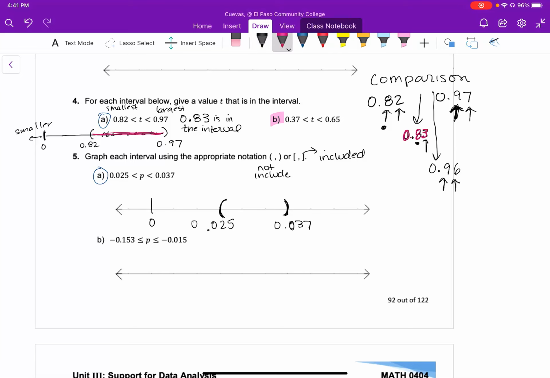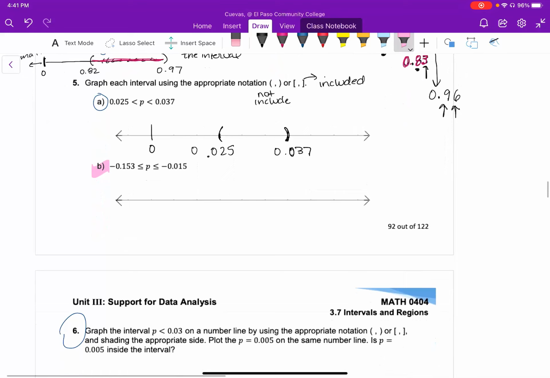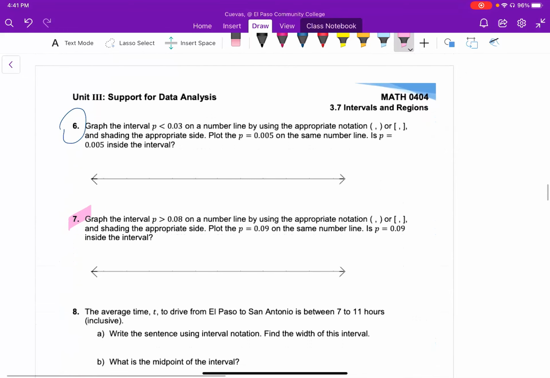Now this is enough, but if you wanted to provide even more context and say that this is your interval, then you can do the shading. I think no shading is enough and it's okay. You try B. Don't forget that those are both negative. Let's go on to 6.